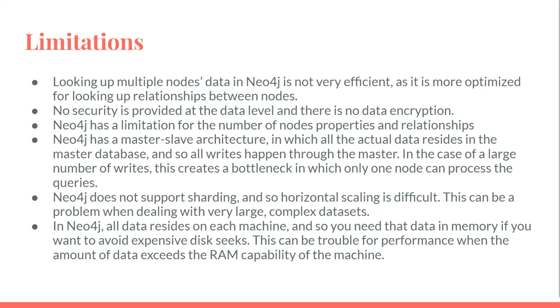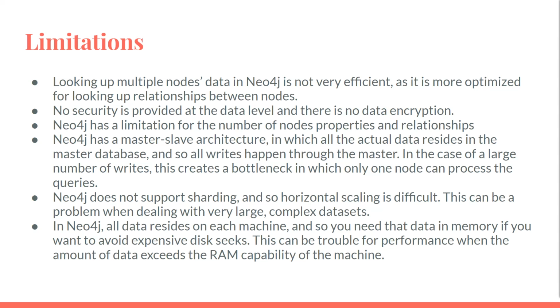Neo4j has a limitation for the number of node properties and relationships. This is a limitation, but only for some of the most massive companies like Google or Amazon, where any company smaller than that should not run into the upper bound of nodes and relationships. Neo4j has a master-slave architecture in which all actual data resides in the master database, so all writes happen through the master.